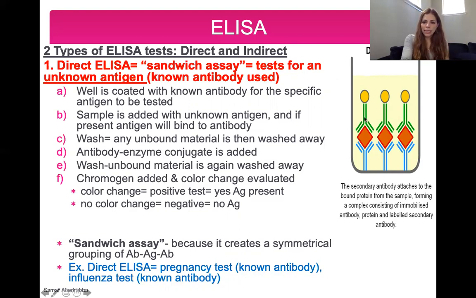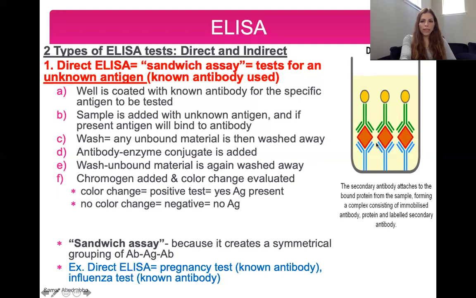Then you add your antibody enzyme conjugate, and then you add your substrate. And every time this whole sandwich sees the substrate, it'll lead to a color change. And the substrate is chromogen. And a color change means a positive test. Yes, the antigen is present. No color change means it's not, because the enzyme antibody conjugate did not catalyze a color change. And the direct ELISA is sometimes called a sandwich assay, because you have this nice symmetry between antibody, antigen, antibody.